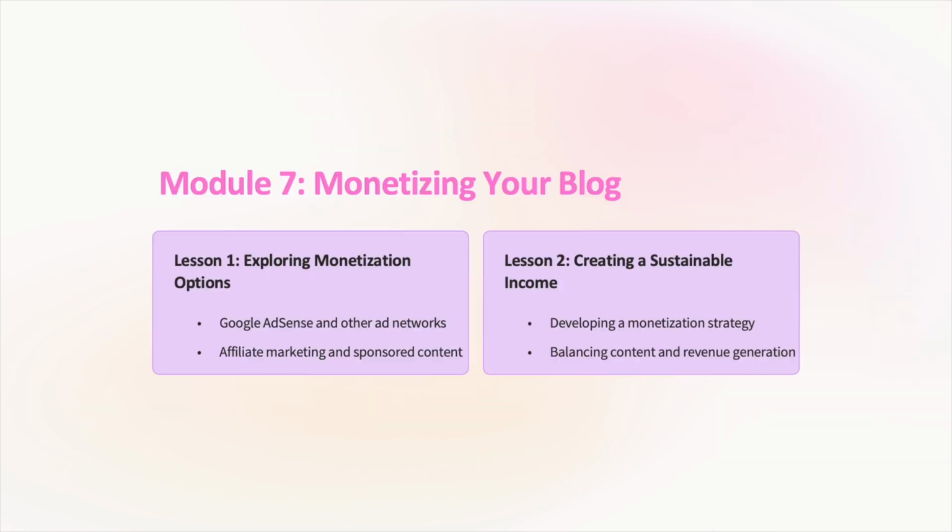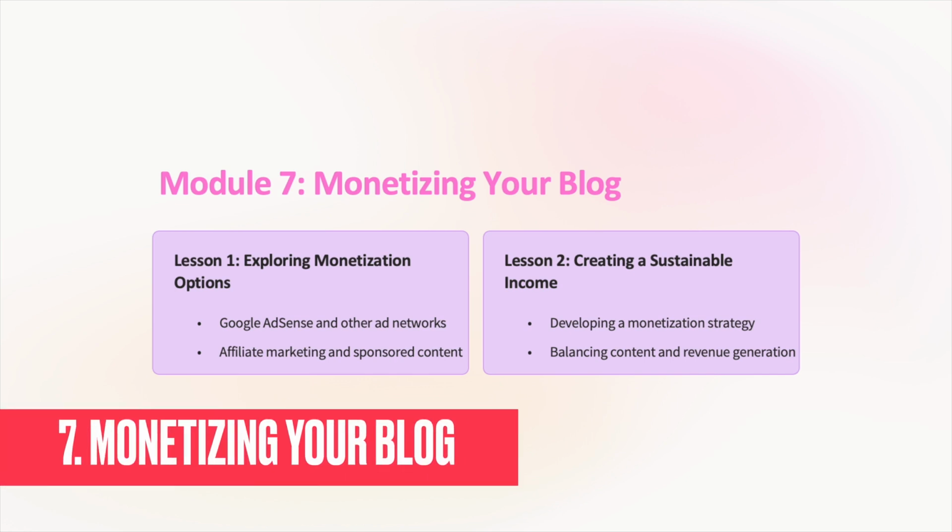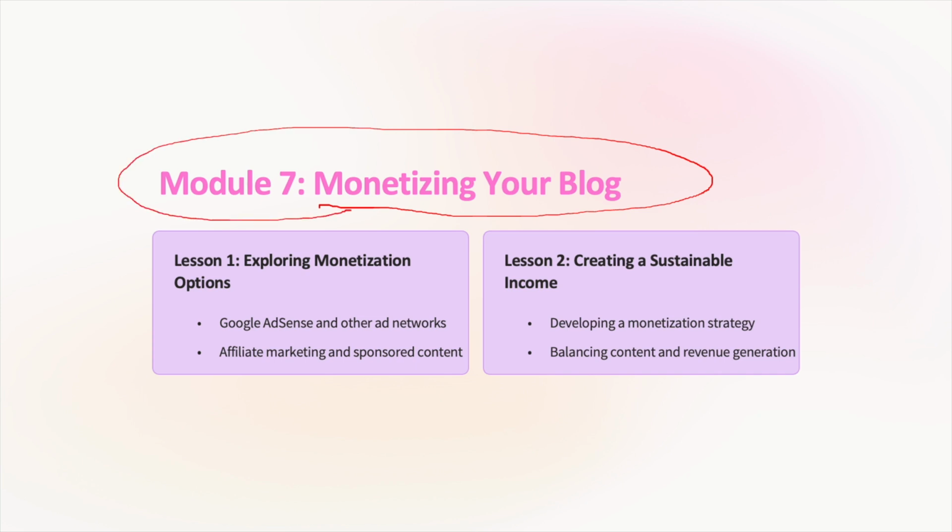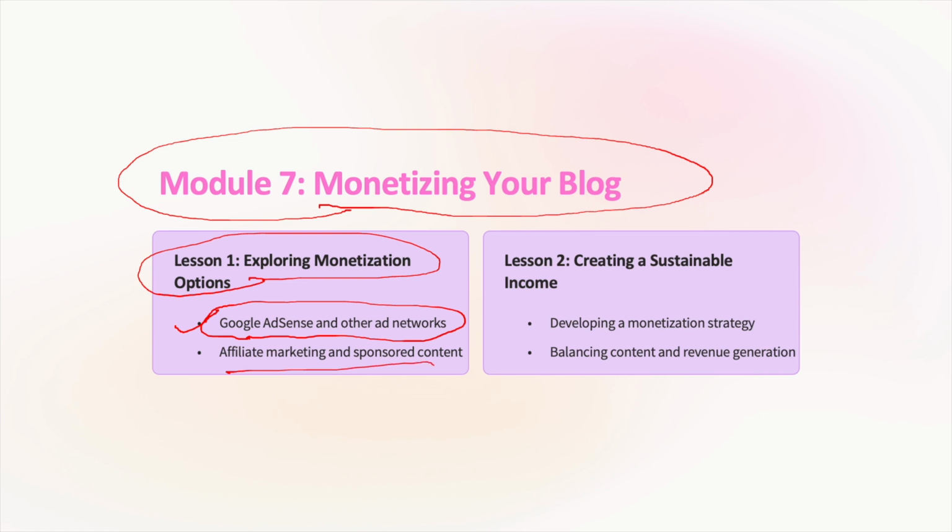Now moving to module number 7. Module number 7 is about monetizing our blog. So finally, we will discuss how we can monetize our blog, and we'll try to make some money from it. There are 2 chapters in this module. Chapter number 1, we will explore monetization options. In the first point, we will discuss Google AdSense and other ad networks which will help us to monetize our blog. In the second point, we will see how affiliate marketing and sponsored content, such as Amazon, will help us to monetize our blog.